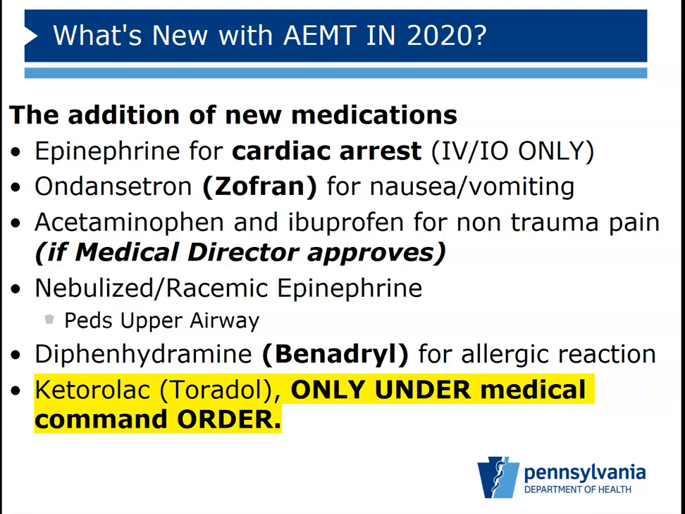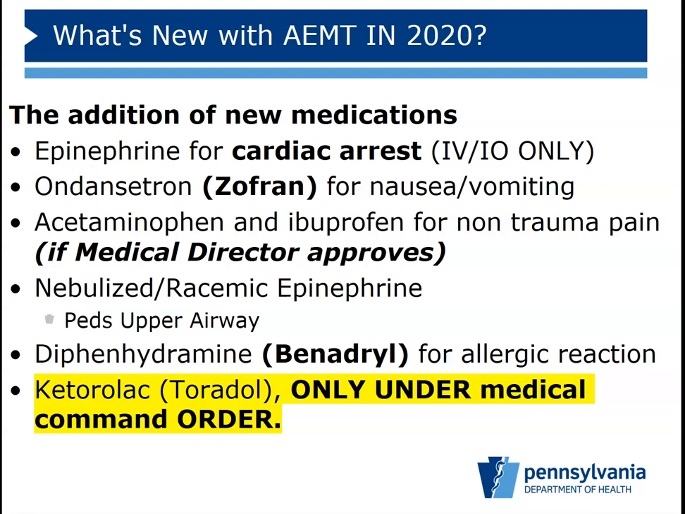Epinephrine for cardiac arrest, IV or IO only. Now, please note, you're going to have two different concentrations of epinephrine available to you and various ways in which to administer. You have to be the expert in how to do that efficiently, correctly, and safely. So we're going to see a couple different versions of epinephrine, but the epi for cardiac arrest is IV/IO only. We're also going to have the ondansetron, the Zofran, for nausea and vomiting.